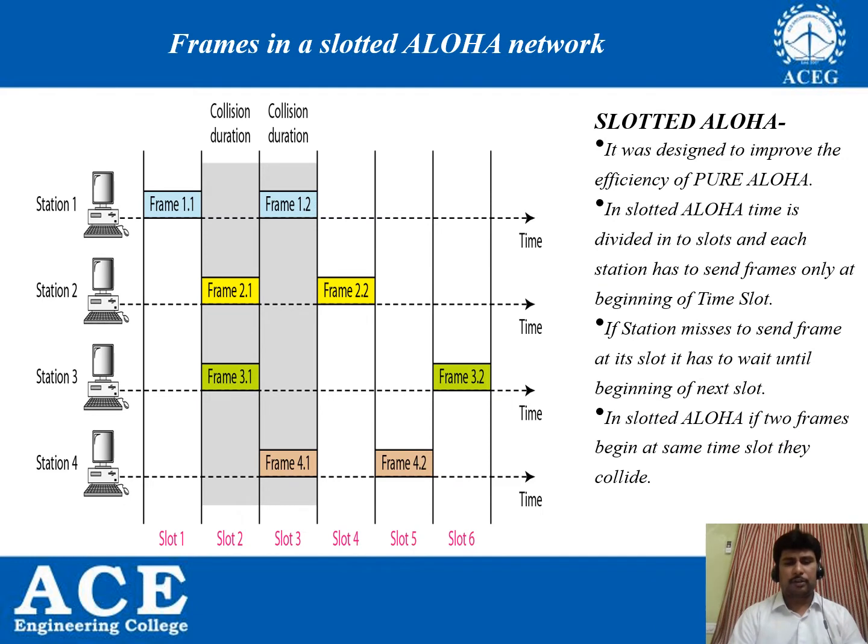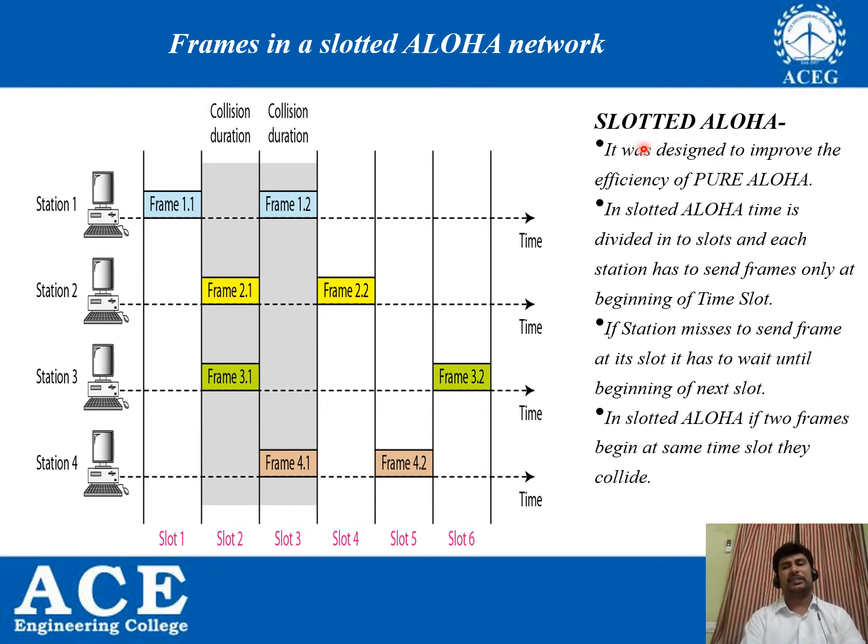The next type of Aloha protocol which we are going to discuss is called slotted Aloha. So let us look at what we mean by slotted Aloha and how frames are transmitted in a slotted Aloha network. The drawback that we could identify in pure Aloha is that any device can send any frame at any instant of time. Because of it, you could find more collisions happening in pure Aloha. To overcome that drawback, we implement the next protocol called slotted Aloha. So, the term slotted.